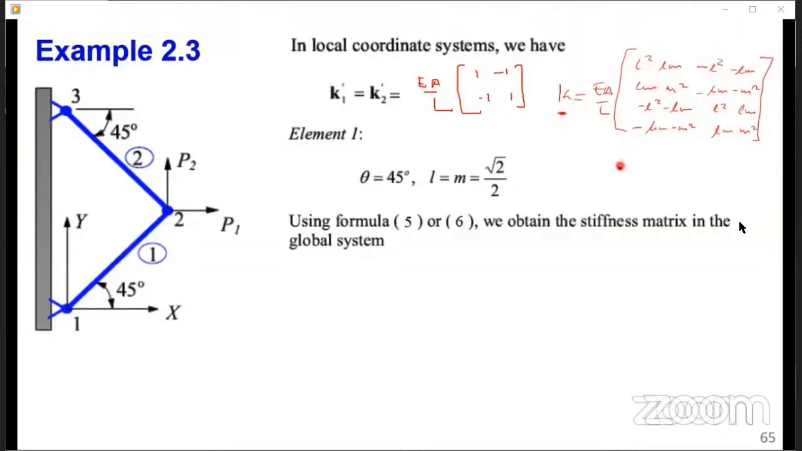So what are these L's? Remember, L is equal to cos theta. M is equal to sin theta.